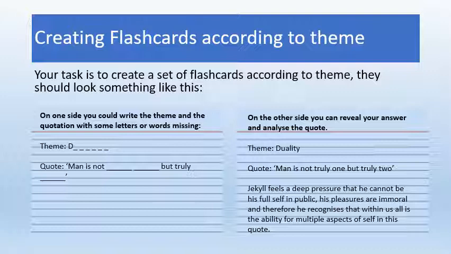So your task is to create a set of flashcards according to theme. They should look something like this. On one side, you will have the theme. You'll write the theme and the quotation with some letters or words missing. In this case, it's duality, and the quote, man is not one but truly two. And then on the other side, you reveal your answer as I've just done, with a quick explanation as to what the quote means.